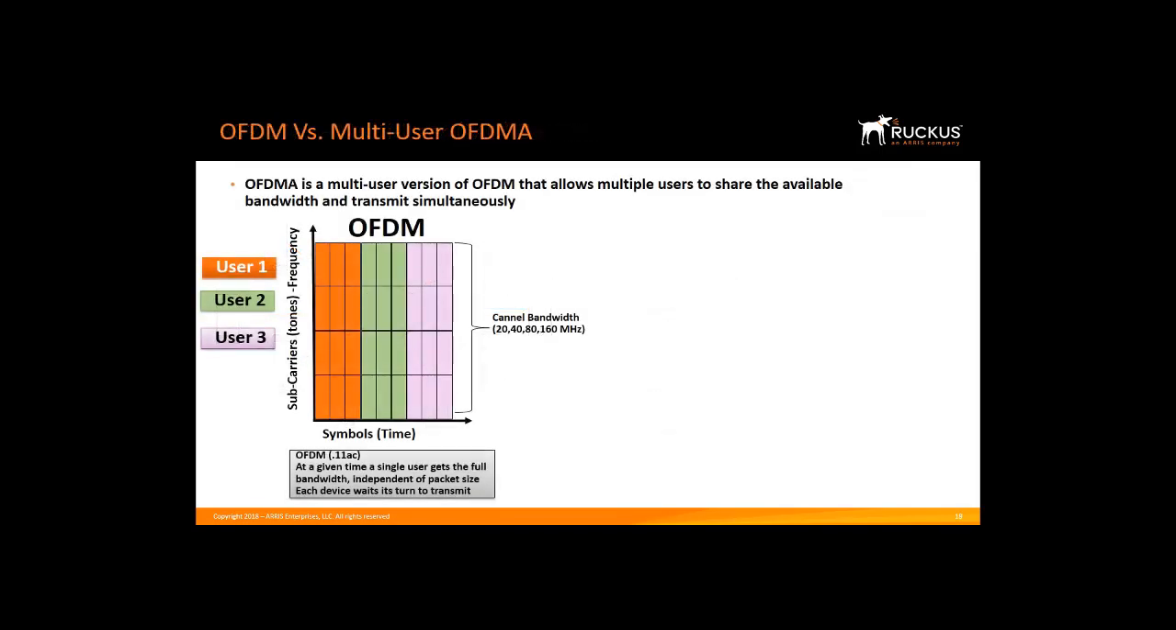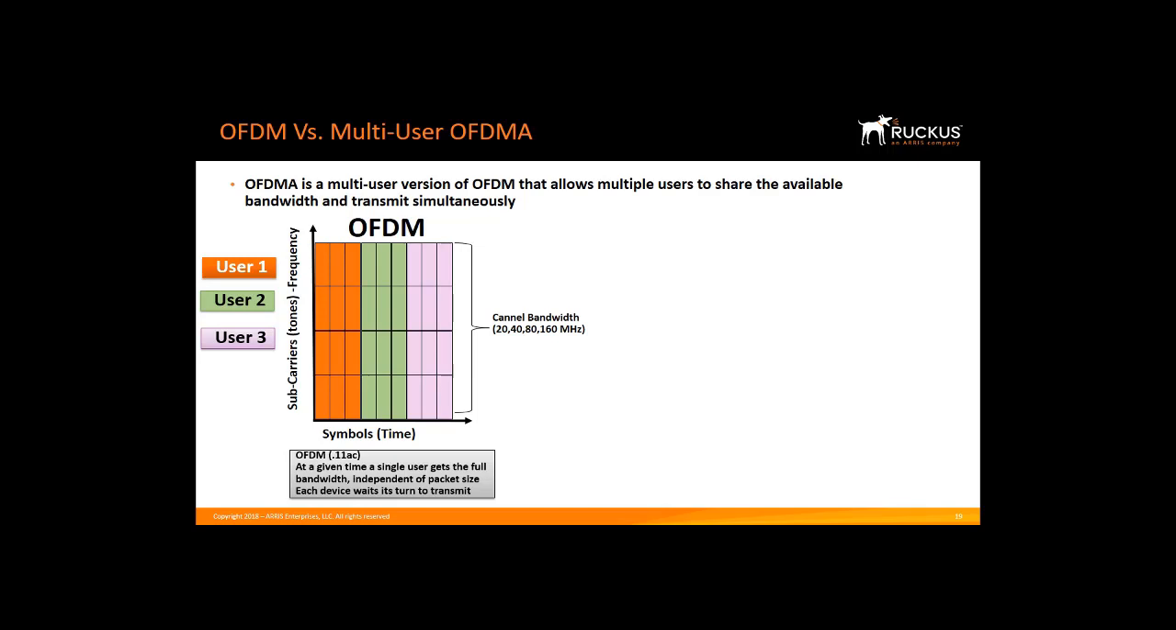OFDMA is a multi-user version of OFDM in that it allows multiple users to share the available bandwidth and transmit simultaneously. A single user gets the entire bandwidth at any given time regardless of the packet size. For a text message, this is like putting a small box in a big truck. Each AP can speak with only one device at a time. As such, they are client-centric with a randomized contention-based approach that regulates Wi-Fi to a free-to-send, first-come, first-served paradigm, which is untenable for modern high-density and large-scale deployments today.